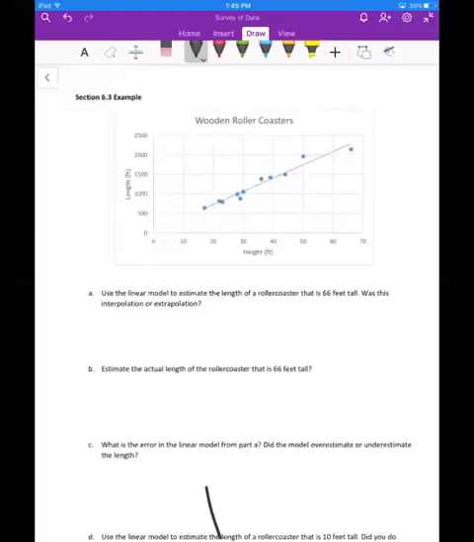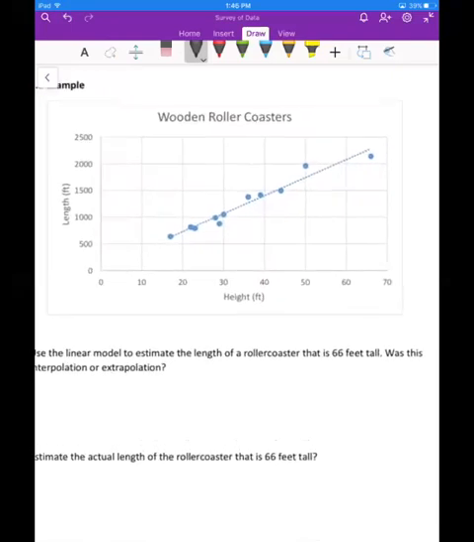Okay, guys, I just wanted to post another example here for section 6.3. In this example, we have another linear model on a scatter plot. If we zoom in, we see that this scatter plot is looking at some data about wooden roller coasters, and we're looking at the height of those roller coasters versus the length of those roller coasters. Okay, so height versus length.